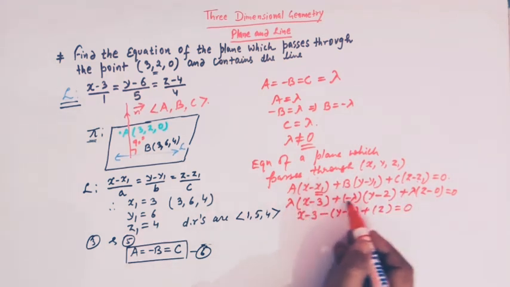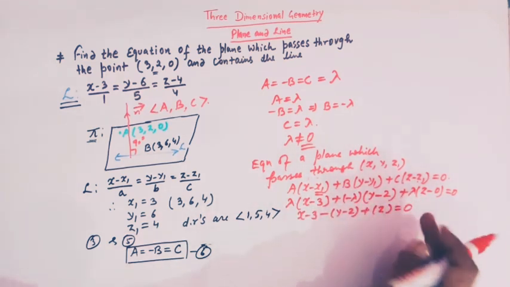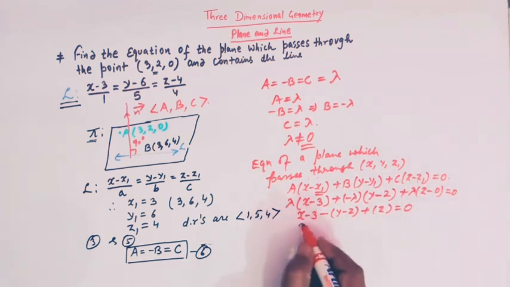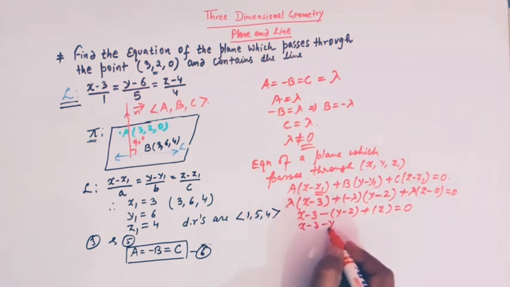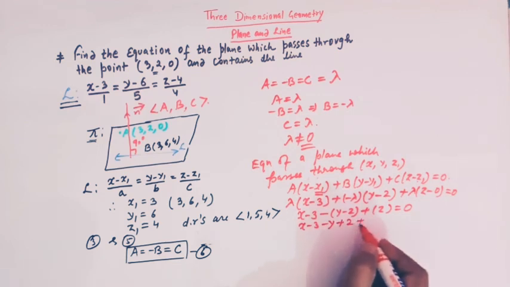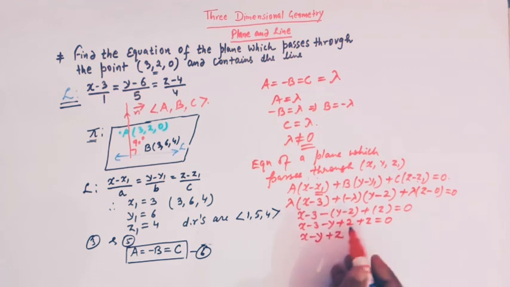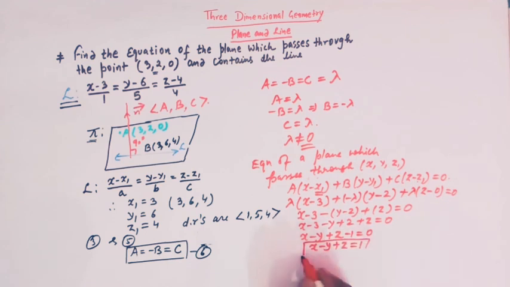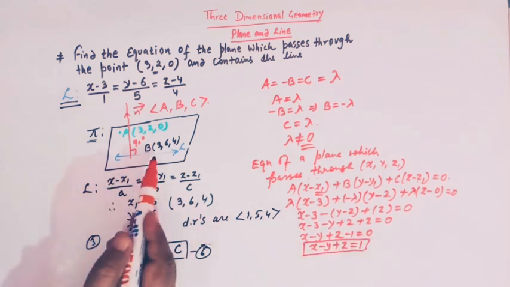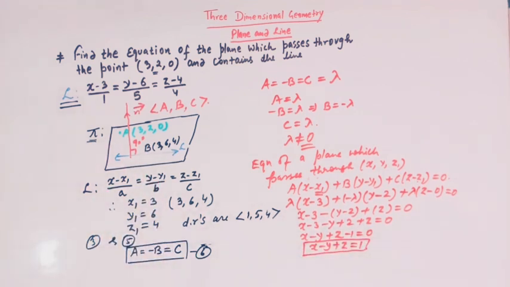So here what we have done, we are dividing this equation by lambda, so we have x minus 3 minus y plus 2 plus z equal to 0, and we have x minus y plus z, and 2 minus 3 is minus 1, right? So we have x minus y plus z is equal to 1. So this is the equation of this given plane.